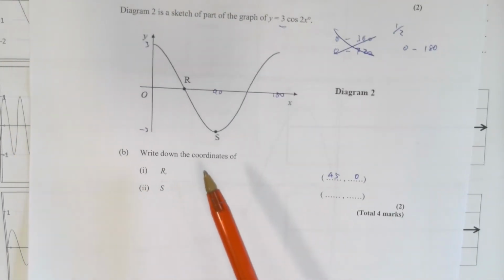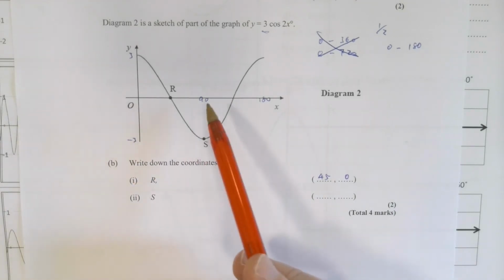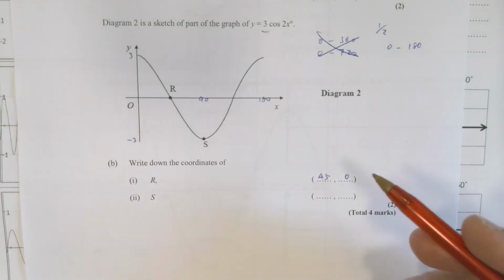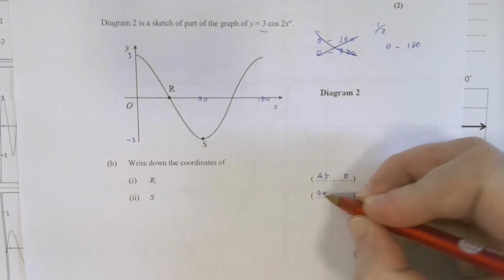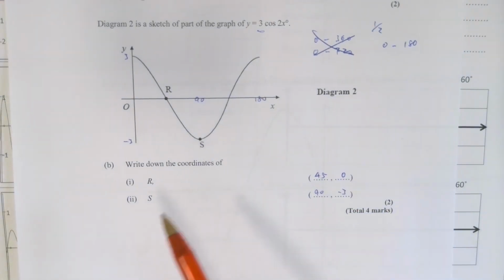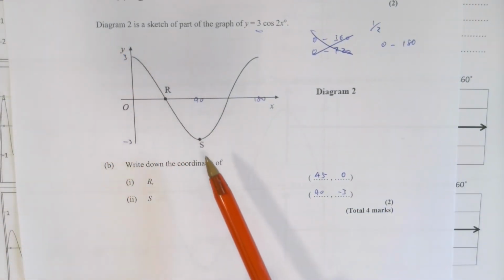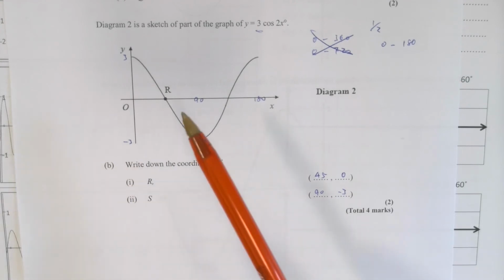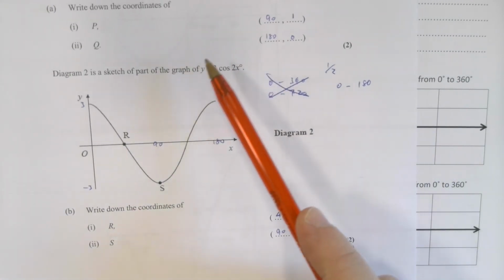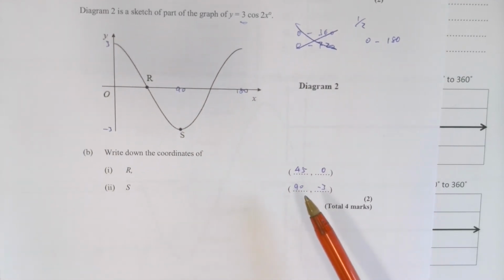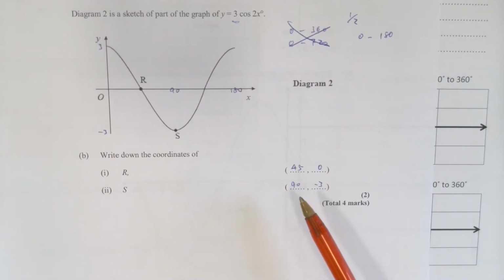Point S, what's the coordinate of that? Well, you can see from what I've put on the graph already, it's 90 across and it's 3 down. Usually the cos graph would go down to its minimum value of minus 1 at 180. But because of the way in which it's been transformed, that is what is happening with those coordinates. I hope that that makes sense.